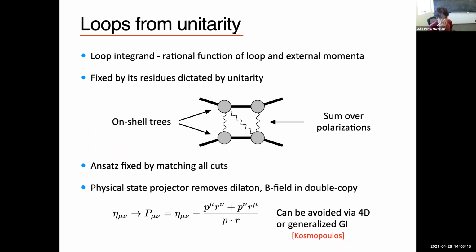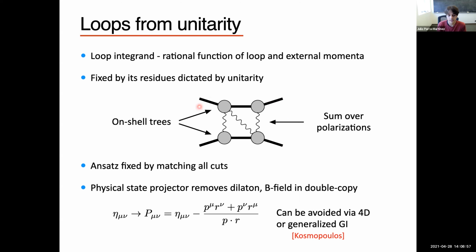How do we get the loops? The trees are basically free if you know how to compute Yang-Mills trees. For loops, we use the unitarity method. What is the basic idea? Just very quickly, the loop integrand of a scattering amplitude is just a rational function of loop and external momenta, maybe of polarization. And if it's a rational function, it's fixed by its residues. From physics, we know that the residues are factorization diagrams, which because of unitarity look something like this. It's a product of three amplitudes. These blobs are trees. All the visible legs are on shell. And then we have to sum over the states, basically the polarizations.